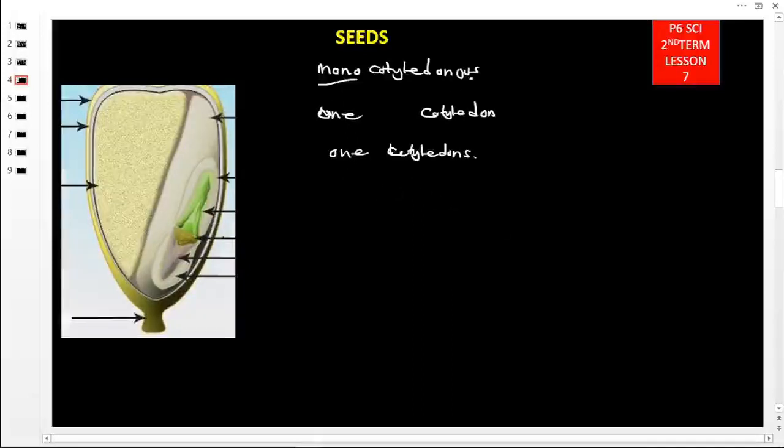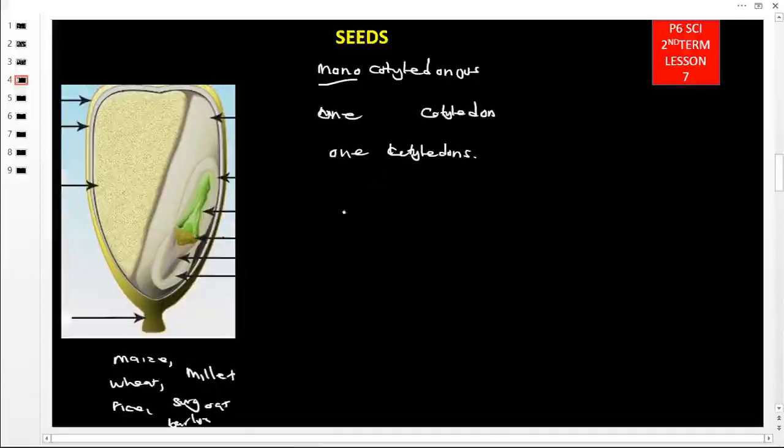Now the best examples of the monocots or the monocotyledonous seeds: one, we have what we are seeing here, the maize grain, two, we have the wheat, three, we have the rice, then we have the sorghum, the millet, the oats, and also the barley. All these are examples of monocotyledonous seeds, the seeds with only one cotyledon.